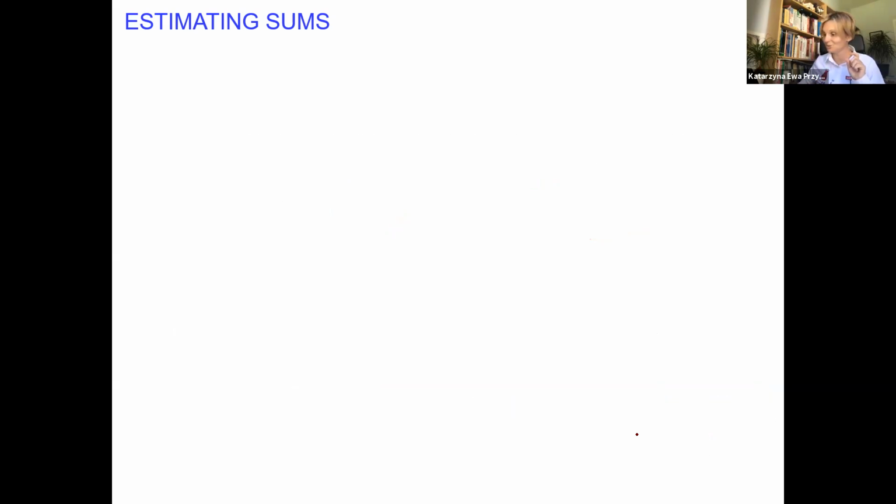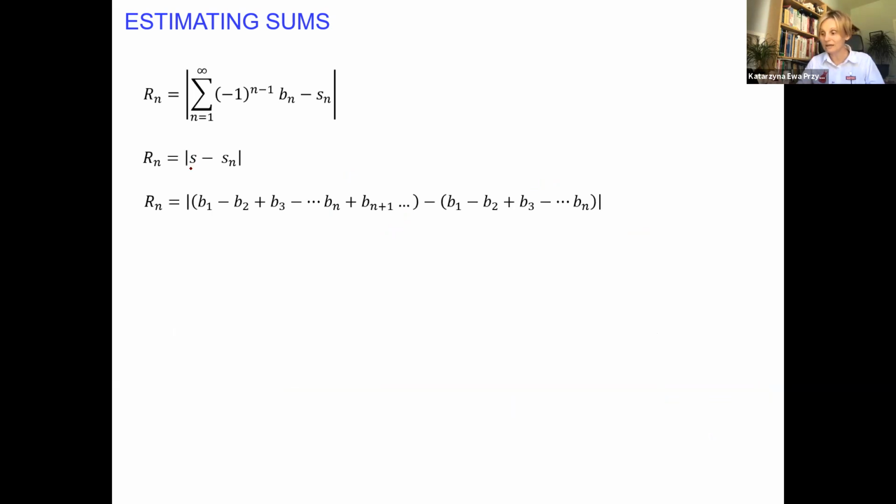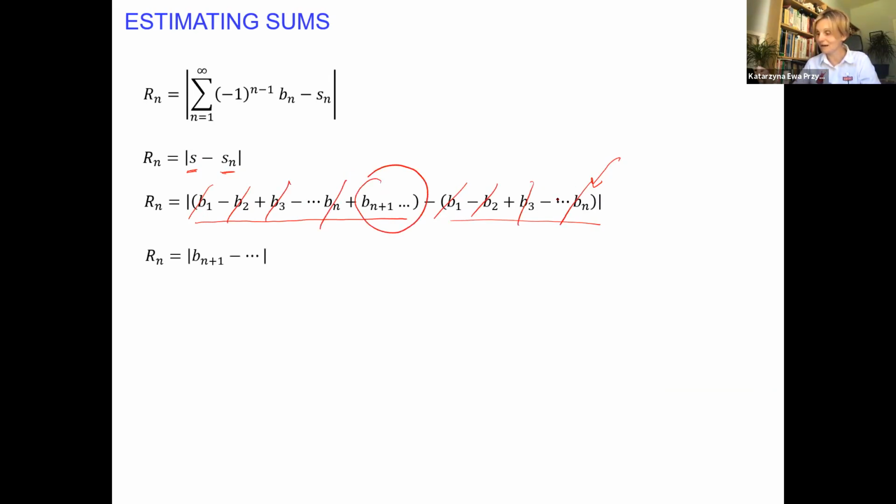Let's see what we can do really quickly. When we take the entire sum minus the partial sum, that's the entire sum, adding and subtracting all of these terms. This is the partial sum. We stopped at b_n. When I subtract them, positive, negative, then we will end up with that term because everything else will be cancelled out.